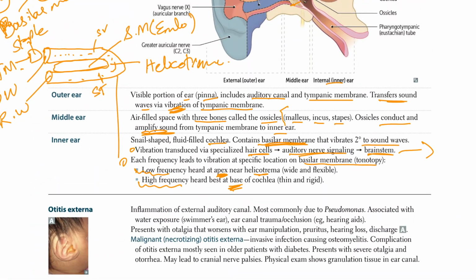But let's just take a look at important things here. High yield: low frequencies are heard at the apex. What are they heard at? Low frequencies are heard at the apex, at the helicotrema. Here's the helicotrema. They're heard there. What about the high frequencies? High frequencies are heard best at the base of the cochlea.